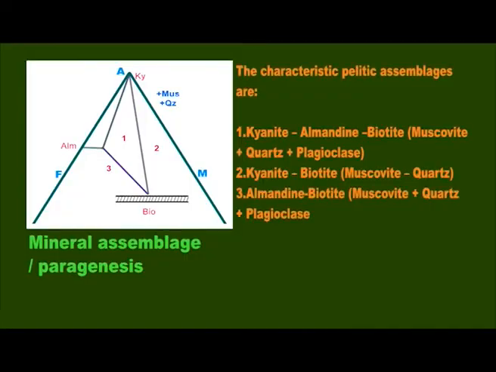Mineral assemblages or mineral paragenesis. The characteristic pelitic assemblages are: number 1, kyanite, almandine, biotite with muscovite, quartz, plagioclase. Number 2, kyanite, biotite with muscovite, quartz. Number 3, almandine garnet, biotite with muscovite, quartz, plagioclase.